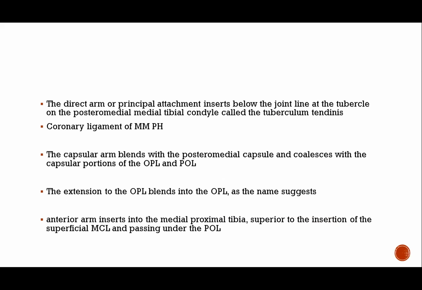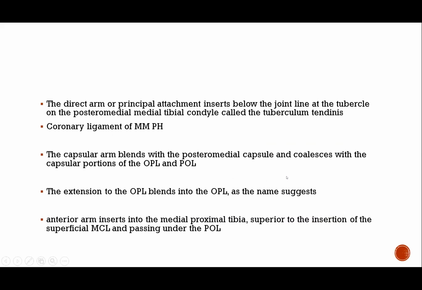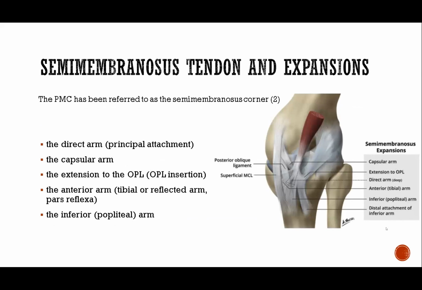Posterior oblique ligament. The extension of OPL blends with OPL, as the name suggests. The anterior arm inserts to the medial proximal tibia, passing under the POL.